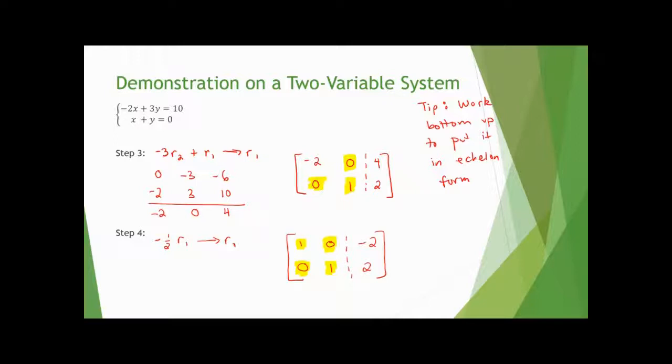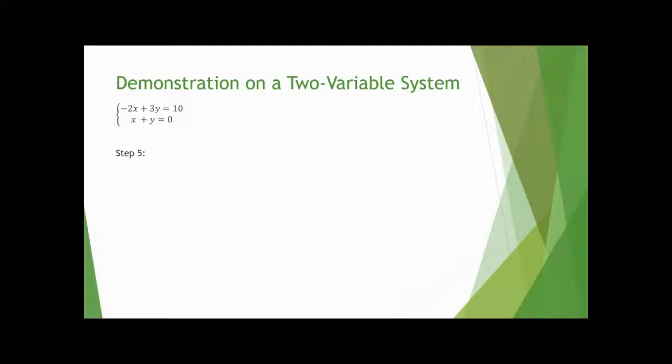So now I've got my matrix, and now it's time to actually get the solution. So my matrix right now, I have 1, 0, -2, 0, 1, 2. And so that gives me my solutions. So the first row, this is basically my x and my y and my equals. So on the first row, I get x equals -2. And then the second row tells me y is equal to 2. So you get a solution of -2, 2.